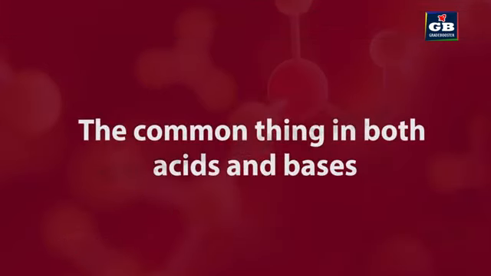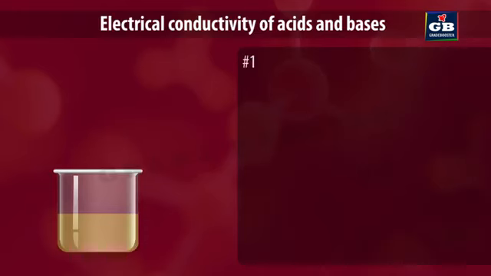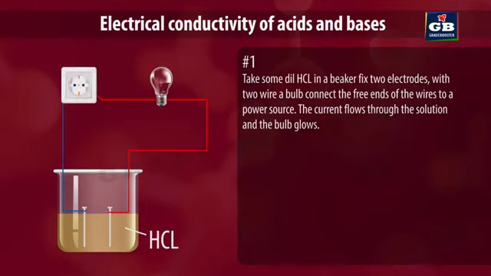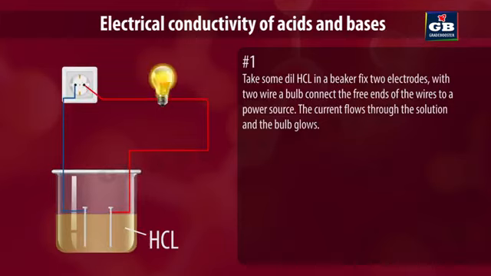Now let us see the common things in both acids and bases. To know the common thing in both acids and bases, we need to perform an experiment. Take some dilute HCl in a beaker and fix 2 electrodes. Now connect these electrodes to 2 wires. To one of the wires, connect a bulb. Now connect the free ends of these wires to a power source and let the current flow. Now the current flows through the solution and the bulb glows.